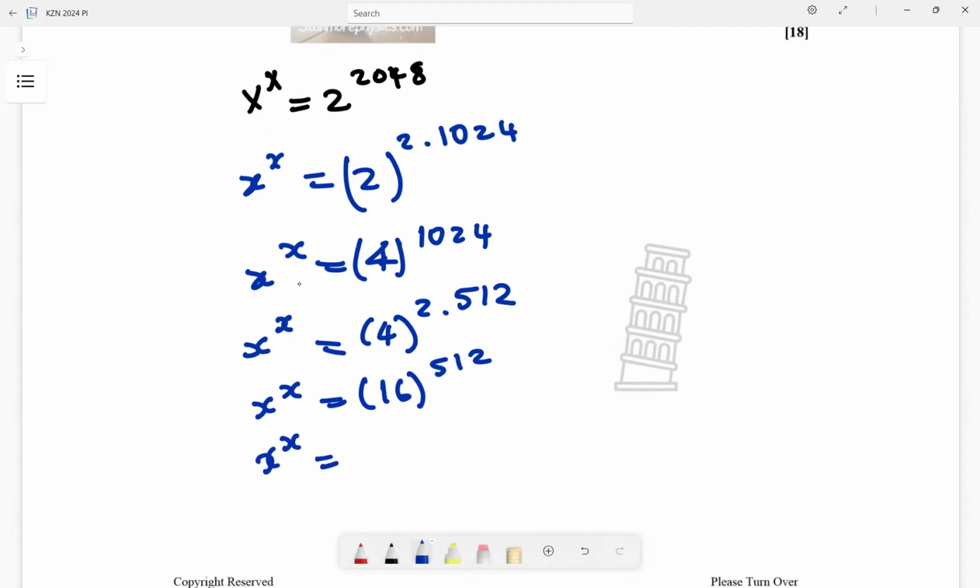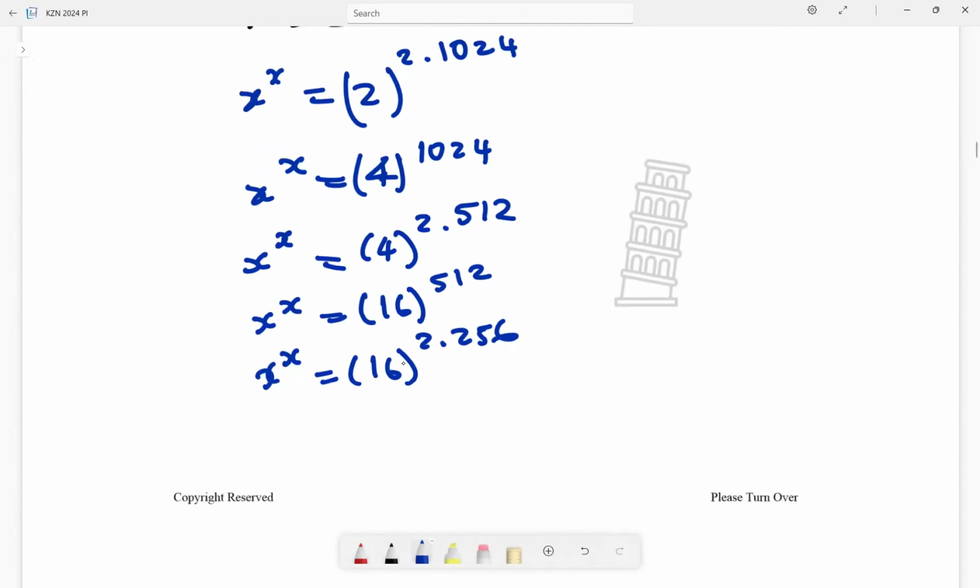Let's see, x to the power of x is equal to 16. I still have 16 like that. Let me write that, then let me divide this by 2. I'm going to say 2 divided by 2 multiplied by 512 divided by 2. 512 divided by 2, I get 256. When I say 16 to the power of 2, I get 256 to the power of 256.